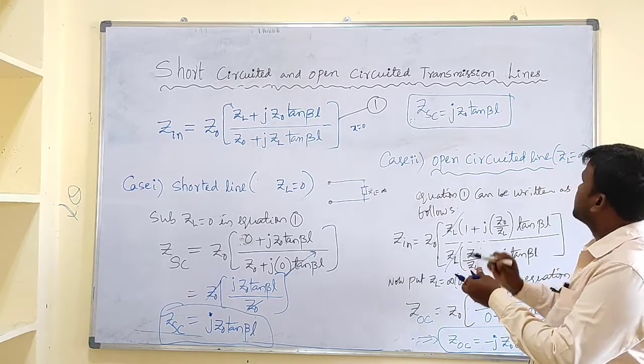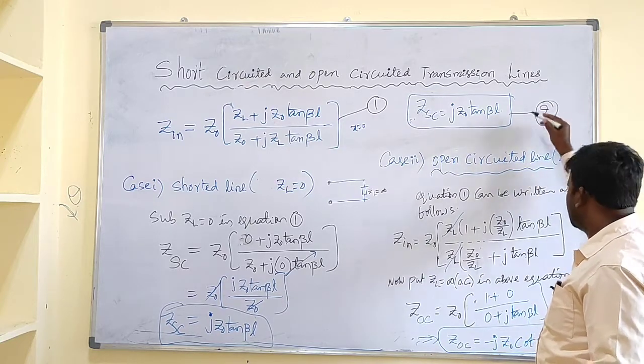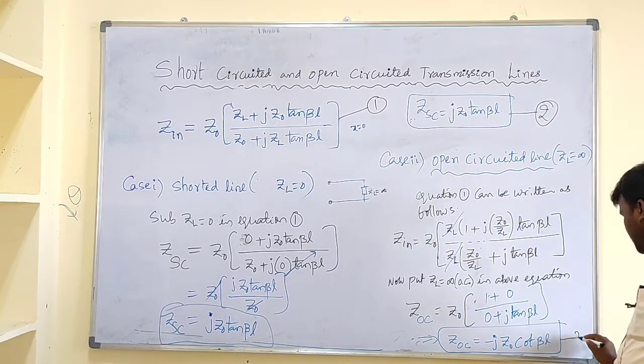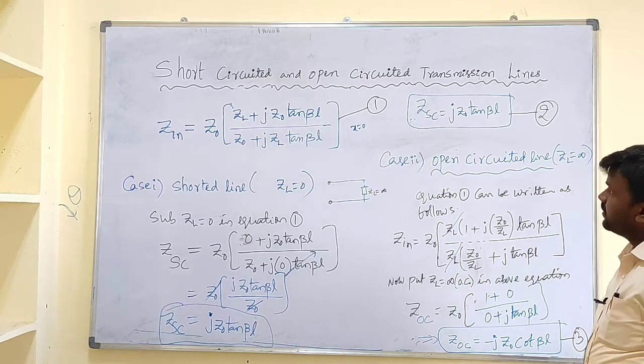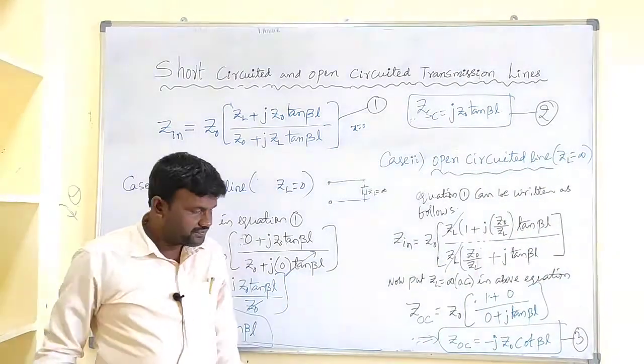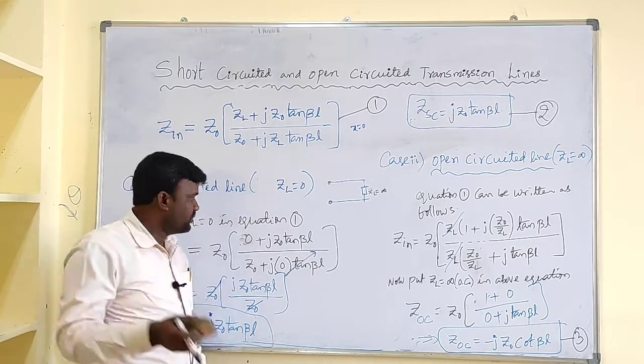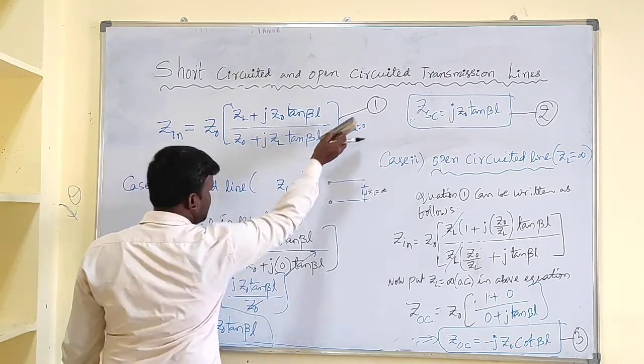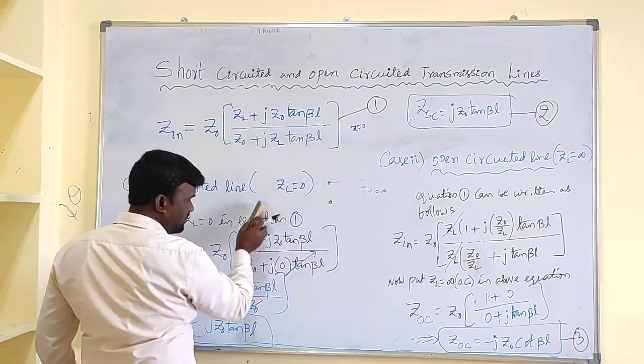Let us take this as equation number 2. This is equation number 3. Now by multiplying equation 2 and equation 3, we will get equation 1. This is for short circuited line.